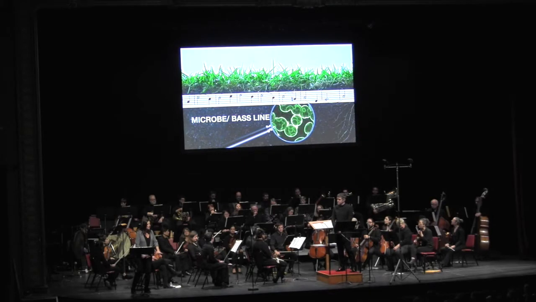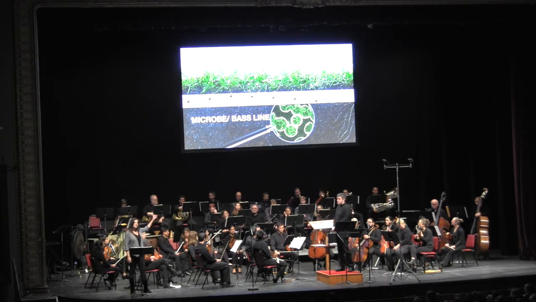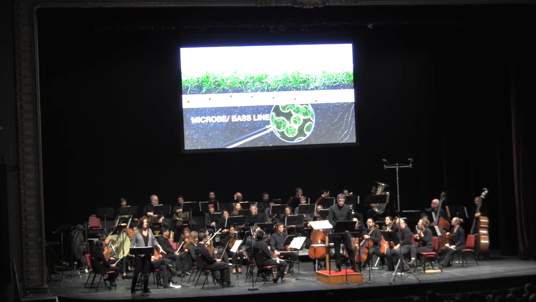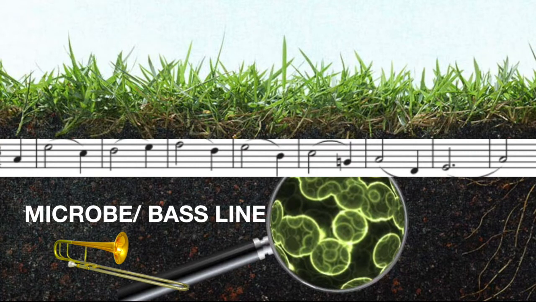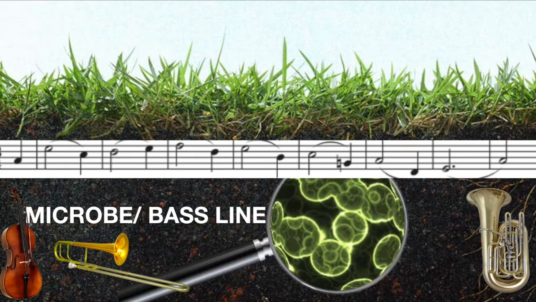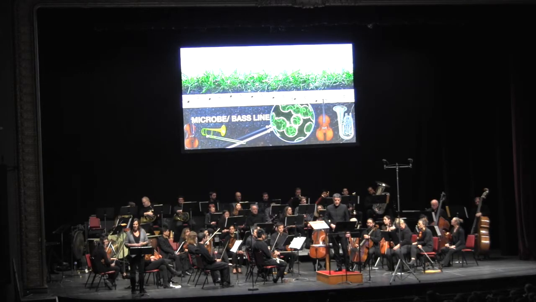The bass line is the lowest sounds in the music and provides support for all the other musical parts. Watch the screen as the bass line instruments are shown down in the soil. In the beginning of the piece, you'll hear the bass line performed very strongly by the bass trombone, the tuba, the cello, and the bass. And listen as this bass line continues to repeat throughout the music over and over again.